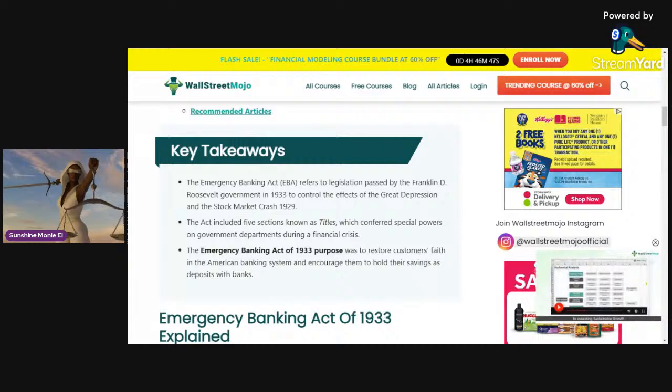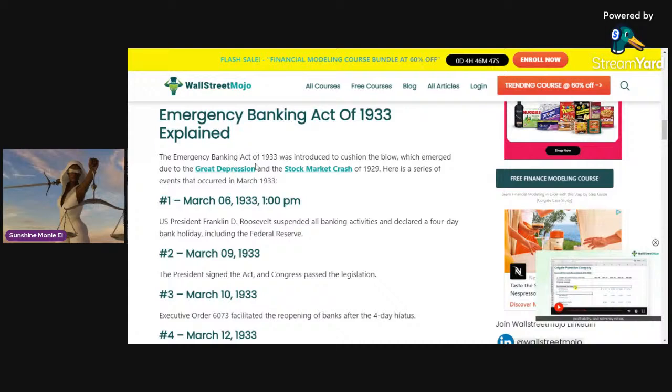The purpose of the Banking Act of 1933 was to restore customers' faith in the American banking system and encourage them to hold their savings as deposits with banks. So the Emergency Banking Act of 1933 was introduced to cushion the blow which emerged due to the Great Depression and the stock market crash in 1929. Here is a series of events that occurred.